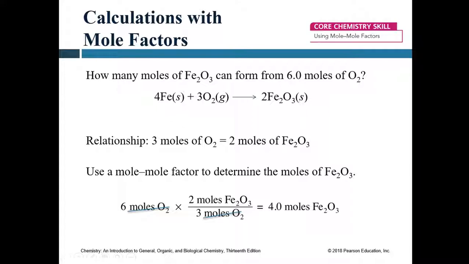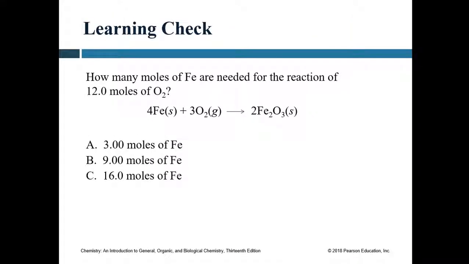And so we have to figure out which one goes on the top and which one goes on the bottom. Well, if we're starting with 6 moles of O2, then we know that the relationship of moles of Fe2O3 to moles of oxygen has to have the moles of oxygen on the bottom, so this label moles of oxygen cancels out. Now again, where did I get this 3 and this 2? I got it from the balanced equation. The 2 goes in front of the Fe2O3 because the 2 is there, and our 3 is here for our moles of O2. So when you do the math, 6 times 2 divided by 3 equals 4 moles of Fe2O3.